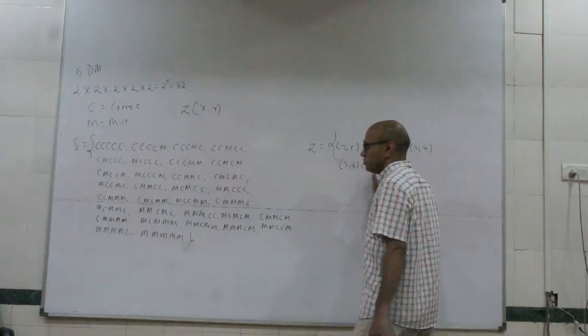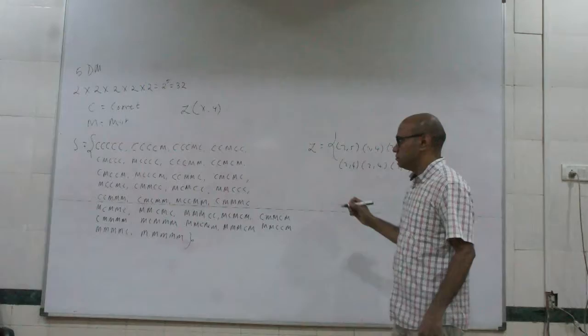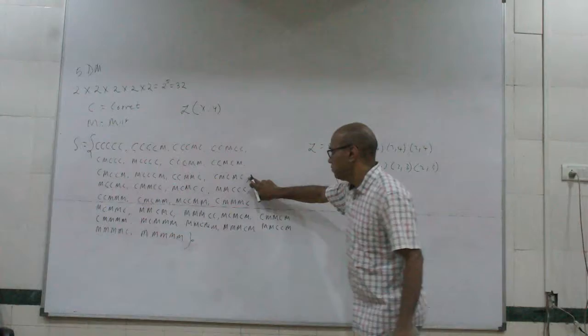This one we have 2. Then? 3 and 3. 3 and 3. 2 and 3. 2 and 3. 2 and? Where are we? Here, right? No. This one.